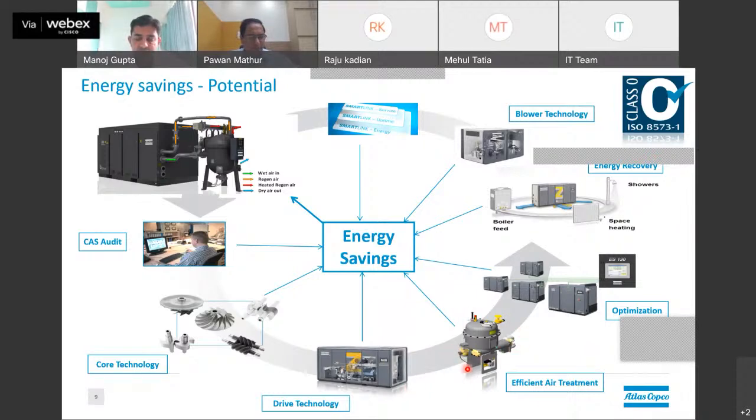After that, we have energy efficient air treatment. Like in instrument air, the air should be dry, so that it will not affect the instruments and the surrounding walls and so on. For that, we have different types of dryers available with us, like refrigerant type dryer, low reactivated dryer, heatless desiccant dryer, and HOC dryer, which is the heat of compression type dryer, which is the most energy efficient dryer as of now in the world. So based on the requirement, we can propose the dryer.